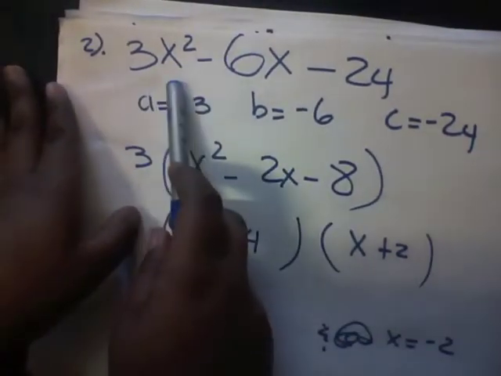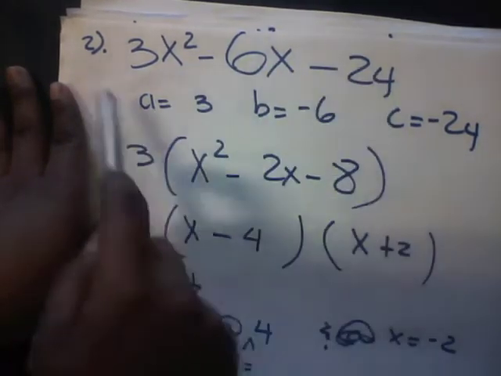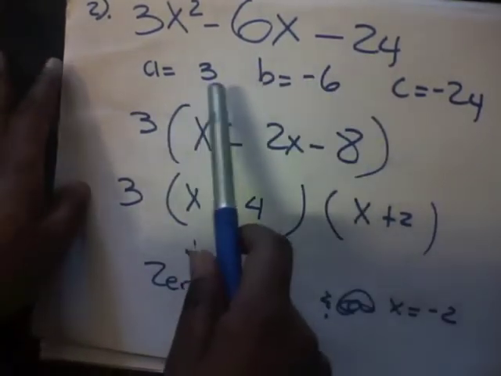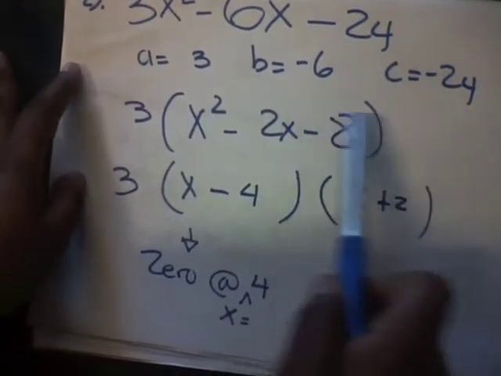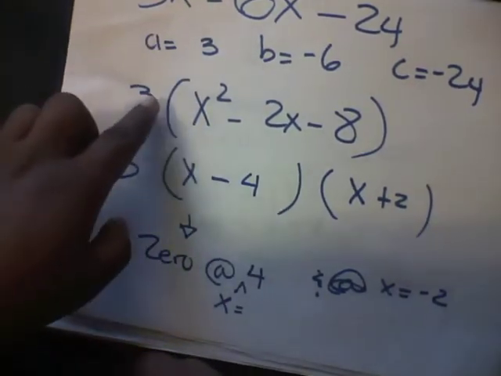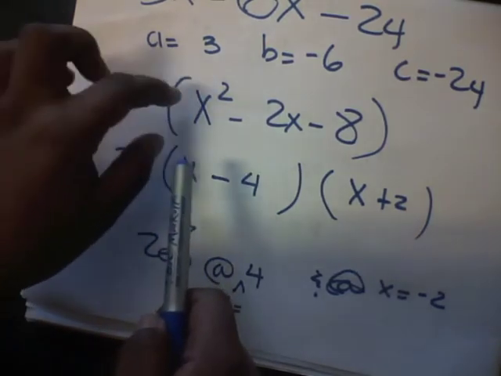So right now I have this new equation, 3x squared minus 6x minus 24, and I did the same thing again. So a equals 3, b equals negative 6, c equals negative 24, and a is equal to 3. This is what you see. So it's not 1. So I tried to get into the simplest factored form.